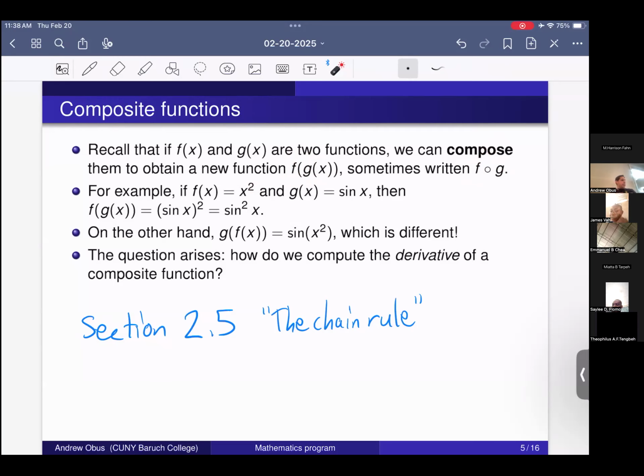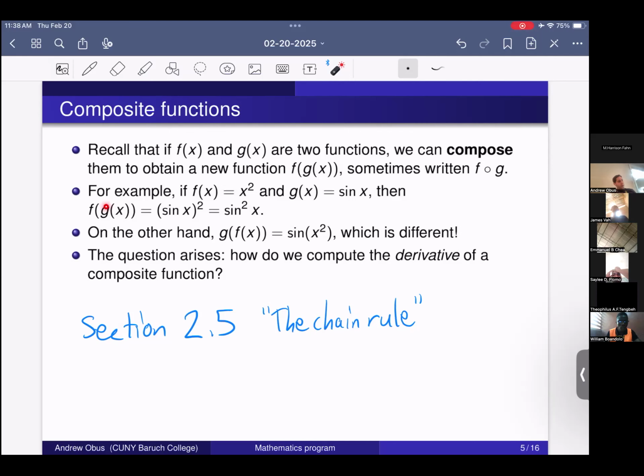And so as an example, let's say that f of x is x squared and g of x is sine x. Then if you take f of g of x, that means you do g of x, you first do sine x, and then you do f of x, which is squared. So you do sine x and then you square it. So that's sine x squared, or sometimes that's written sine squared of x.